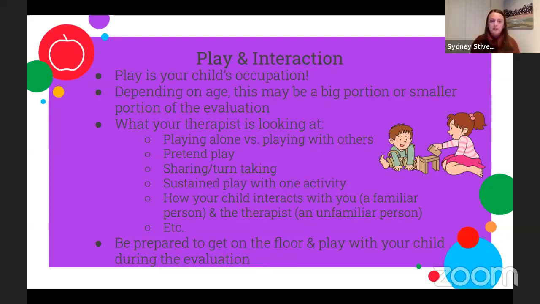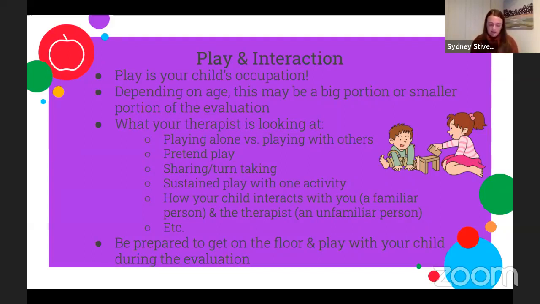Now, it's important to note standardized tests are important for insurance approval. They're important in the schools to make sure your child's eligible. I like to just make the note that standardized assessments don't tell us everything about your child, not even close, but a lot of times we do have to complete these types of assessments to make sure your child is covered for therapy.